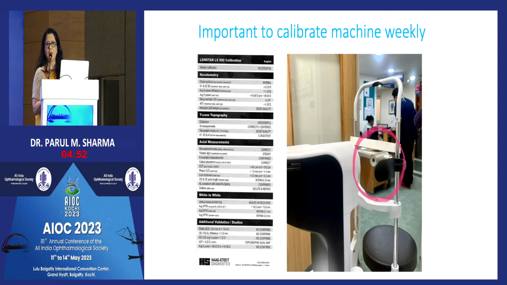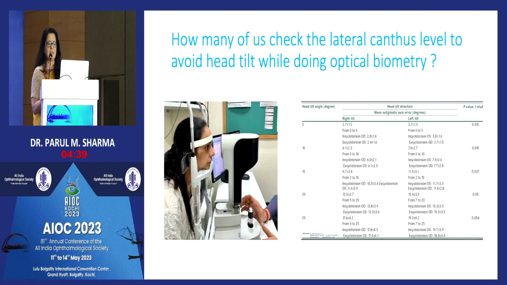Now, coming to optical biometry, what we all forget is the calibration. You may be spending as much time, but if you're not doing the weekly calibrations, you may be off in certain readings. So make it a point to ask your optometrist whether he's done the calibrations.